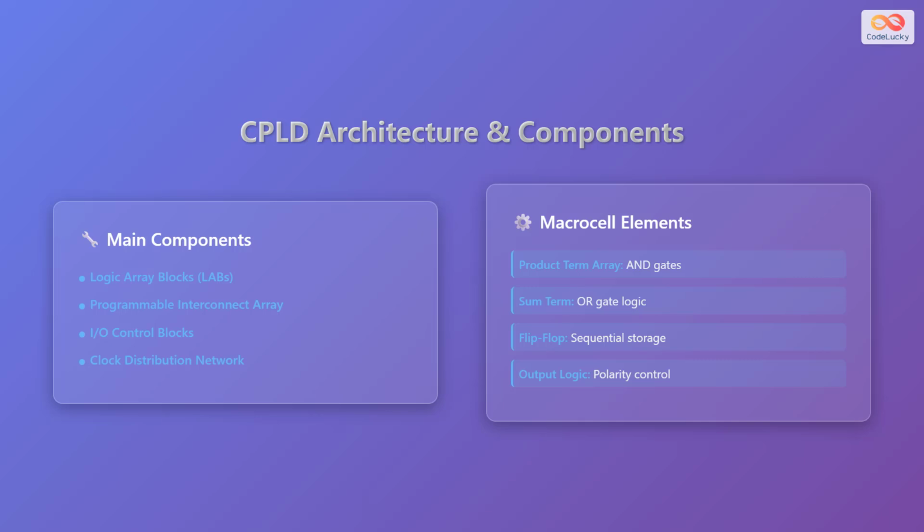In this slide, we'll examine the architecture and components of a complex programmable logic device, also known as CPLD. The main components of a CPLD include logic array blocks, also known as LABs, a programmable interconnect array, input and output control blocks, and a clock distribution network. Additionally, a macrocell typically consists of a product term array using AND gates, a sum term implemented with an OR gate, a flip-flop for sequential storage, and output logic for polarity control.